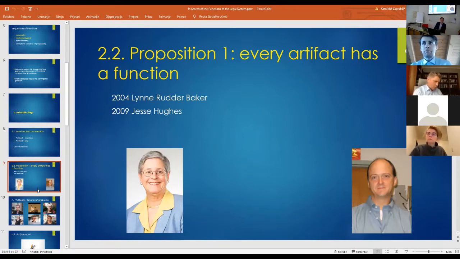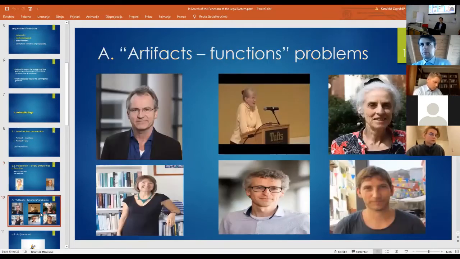So, of course, both propositions can be challenged, and they are challenged; there are some problems regarding them, and I will try to explain both challenges or address some problems. So, philosophy of artifacts, I will not mention each of the persons of that community who try to discuss, is it really the fact that every artifact has a function?